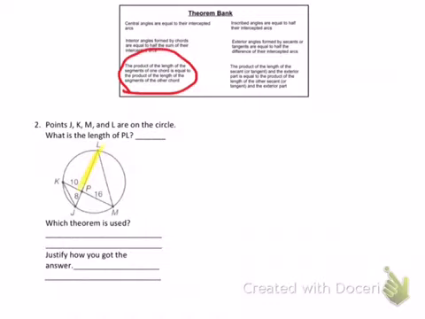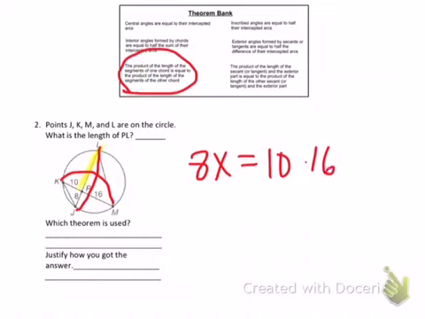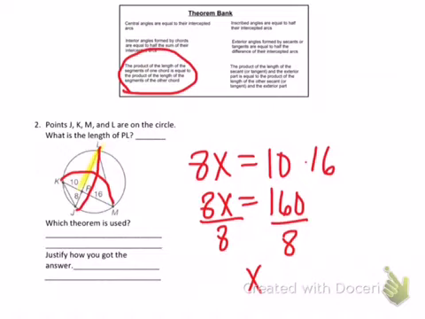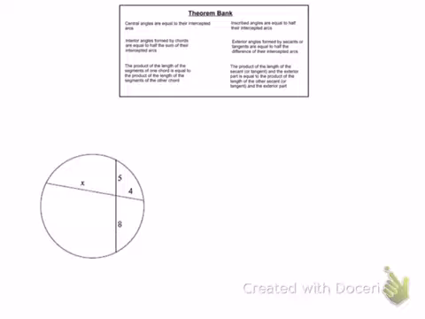So if I multiply the parts of segment JL, that would be 8 times X. And that's going to be equal to the product of the lengths of the other chord, which would be 10 times 16. If I work that out, I would have 8X equals 160. So if I use the division property of equality and divide both sides by 8, X equals 20. So PL equals 20. You work this one.